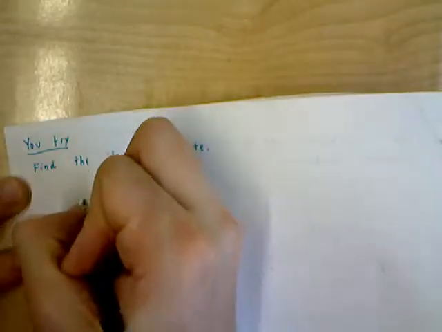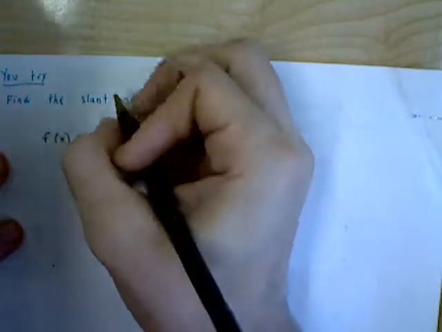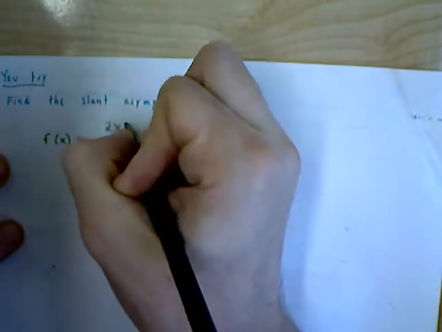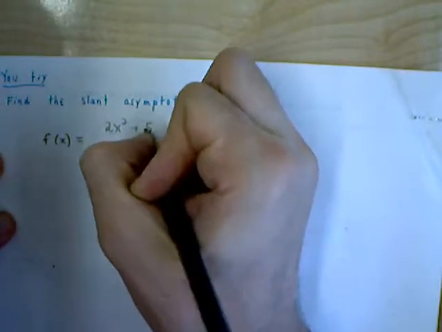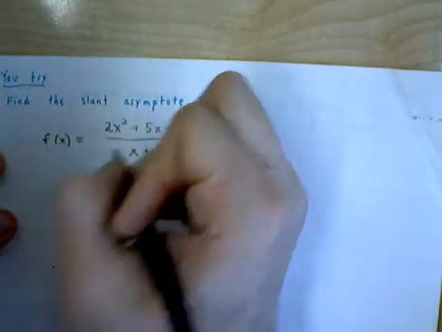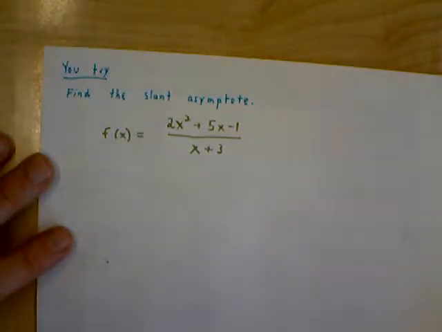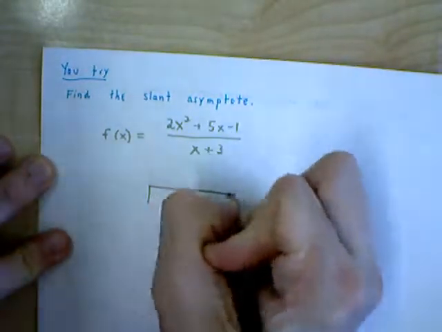Here's one you try. I want you to find the slant asymptote. All right, so go ahead and pause the video and you're going to try this one out. All right, I'm going to get started.